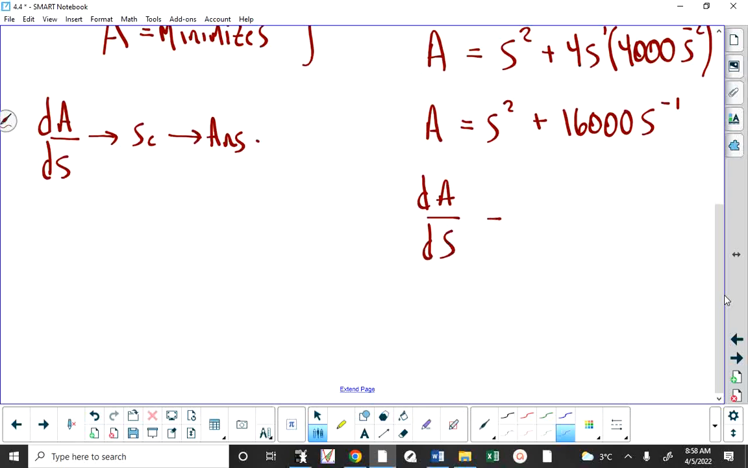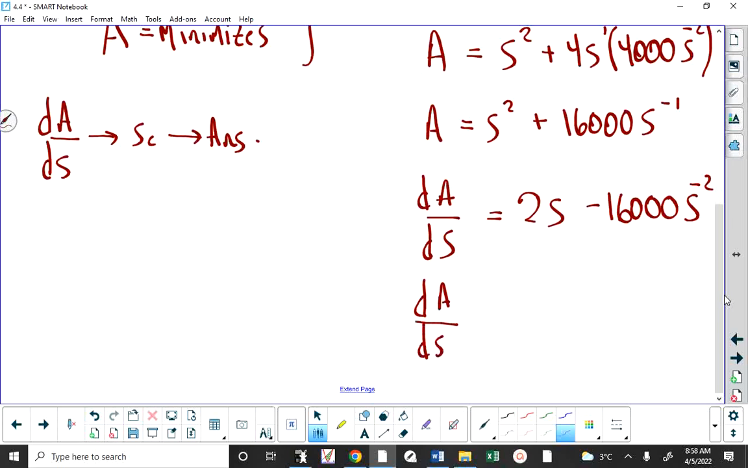So we have to differentiate dA/ds and get 2s minus 16,000 s to the negative 2. So Zebby, are you fine up to that point, including the derivative? Okay. Now what we want to do is work on the critical values of s.